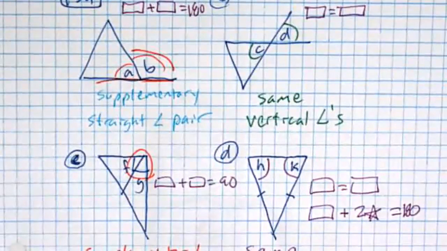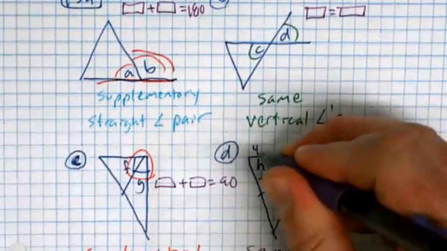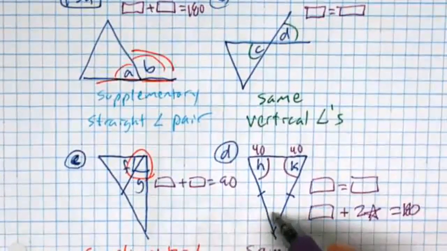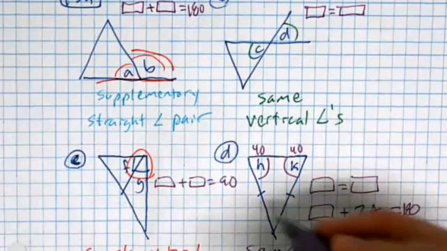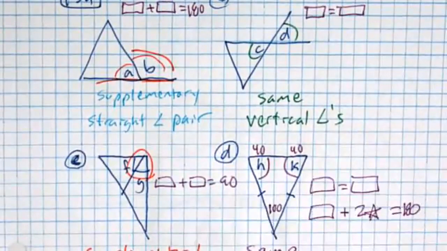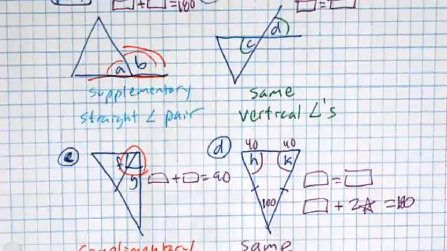Like if this is 40 and this is 40, then this would have to be 100. Yeah. Okay, we're on the same page. Awesome. All right, we ready to move on?